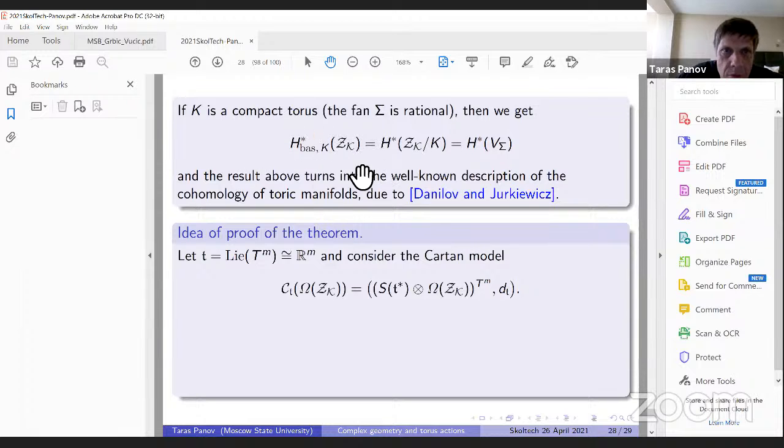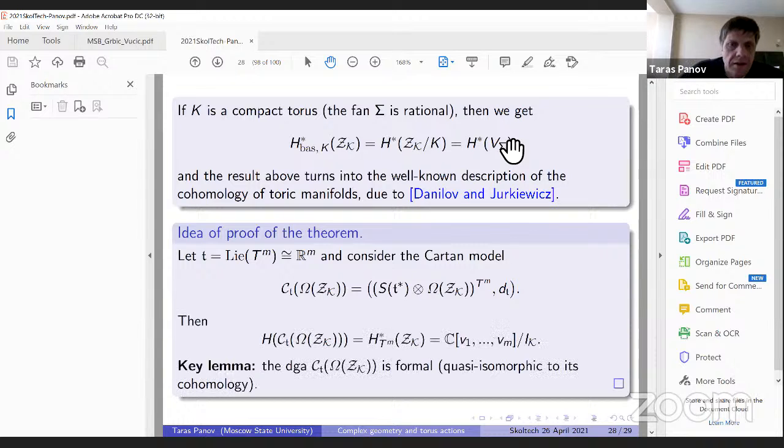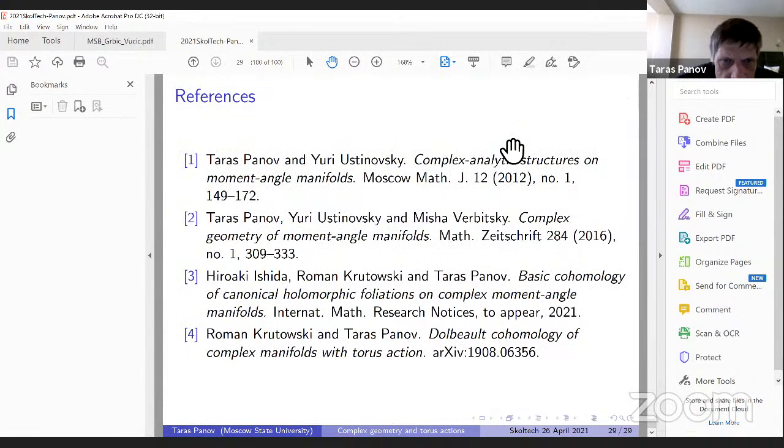If it's a compact torus, then the basic cohomology becomes the cohomology of the toric variety. Yeah, the proof is using the Cartan model and some formality results, so it's also topological. Sorry, I think I need to stop here. Here are some references. Some of them are published, some of them are not yet.